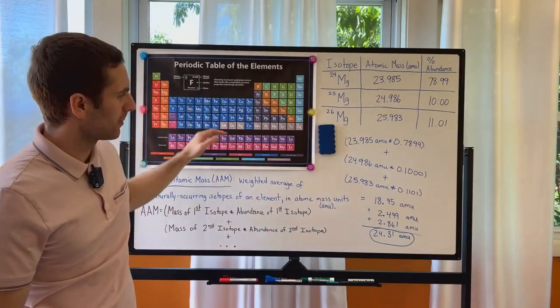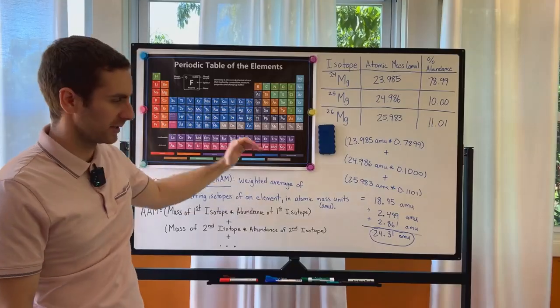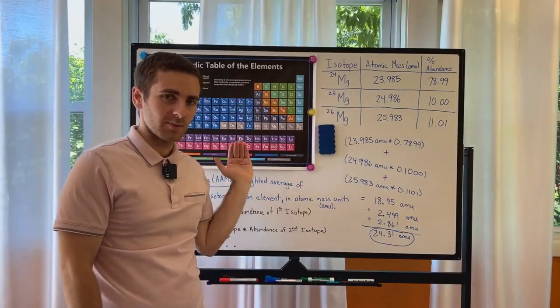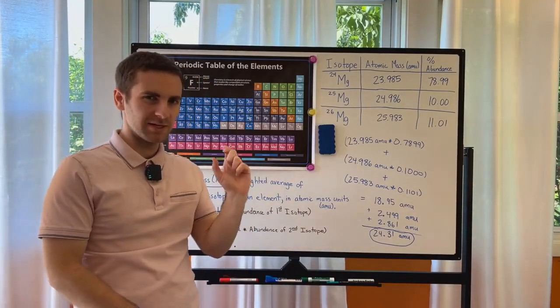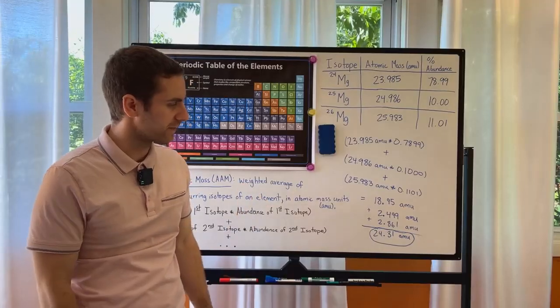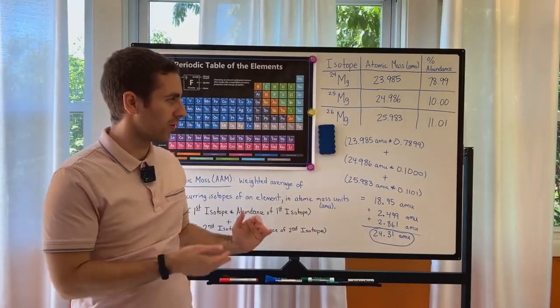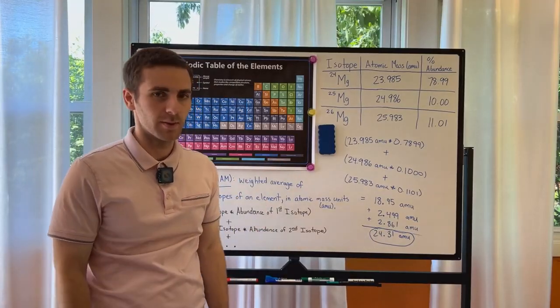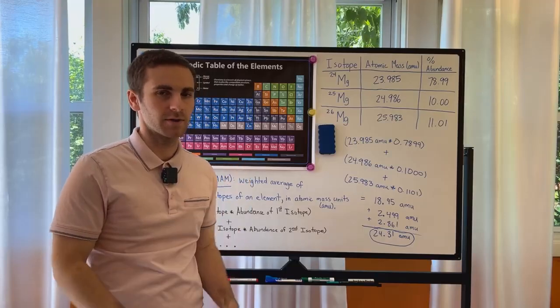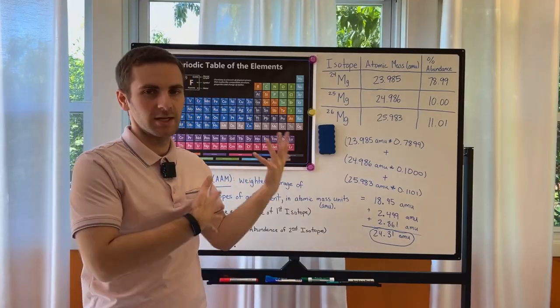So your answer should not be wildly different. If it is wildly different, then you probably did something wrong, but it might be ever so slightly different due to just rounding or based on the numbers that you started with being slightly different than a different source.